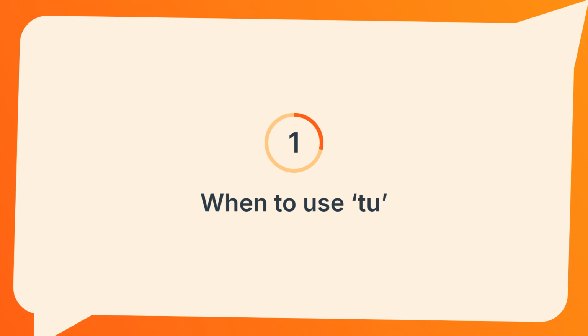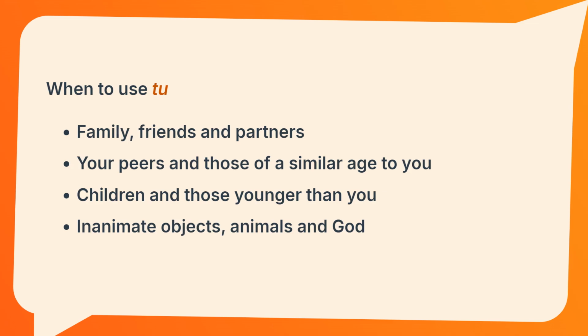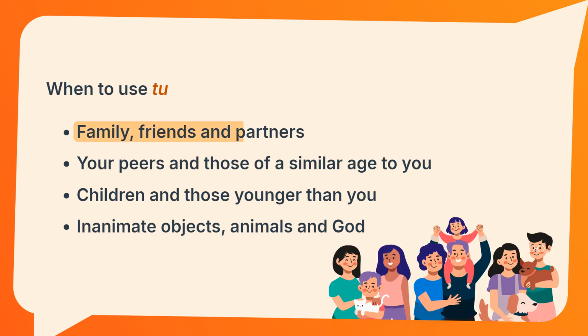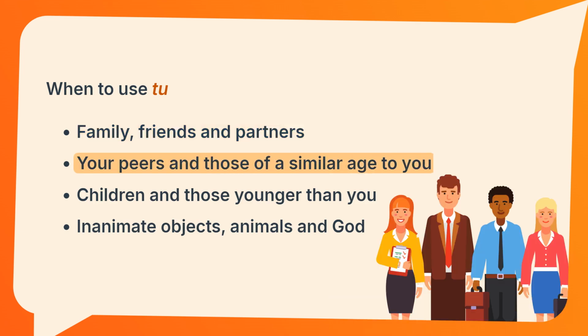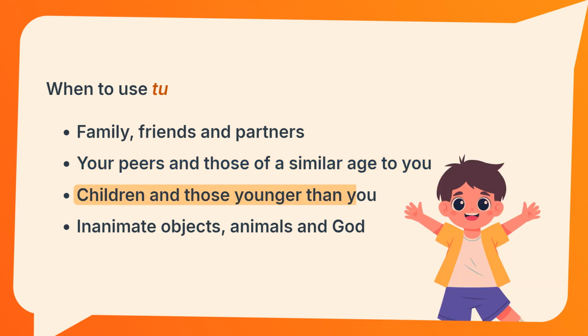Let's start by seeing when tu can be used in everyday life. Tu is used in the following situations: with family members, friends, and romantic partners. It's also used with peers. This could be fellow students, colleagues you know well, or even people at a party, and those in a similar age bracket to you. Teenagers, for example, would often use this form when speaking to other teenagers. It's also used when speaking to anyone younger than you, especially children, regardless of your relationship to them.